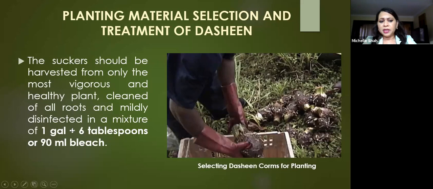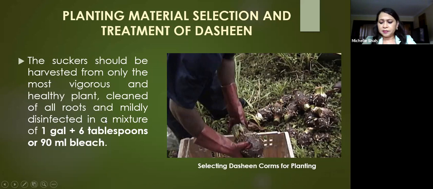6 tablespoons of bleach to 1 gallon of water. Selecting the combs for planting in this photo. These are what the combs look like, and they are selected for planting and treated.